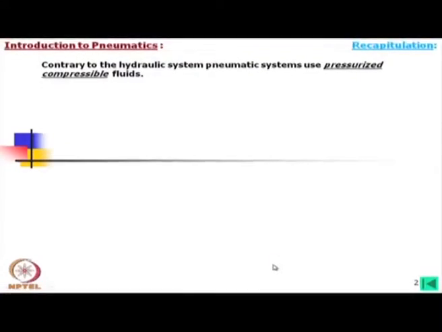Welcome to today's lecture on pneumatic circuits. We have learned a little bit about the air preparation and components. Now, contrary to the hydraulic system, pneumatic systems use pressurized compressible fluids.